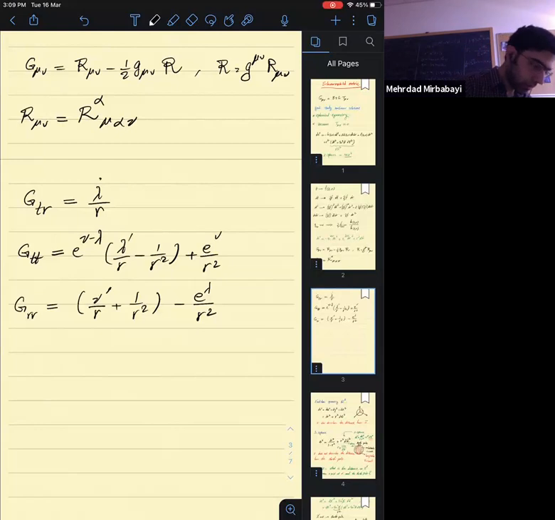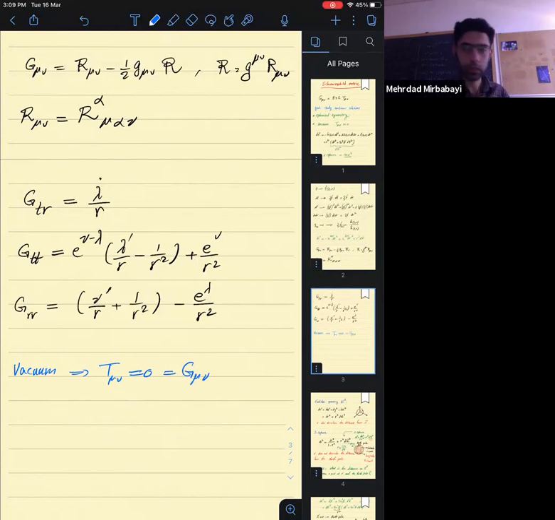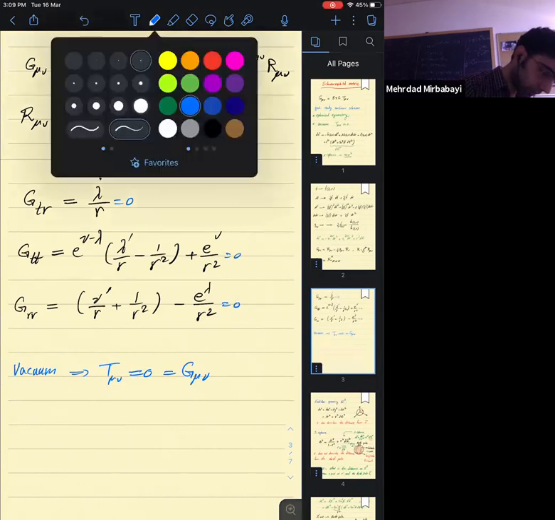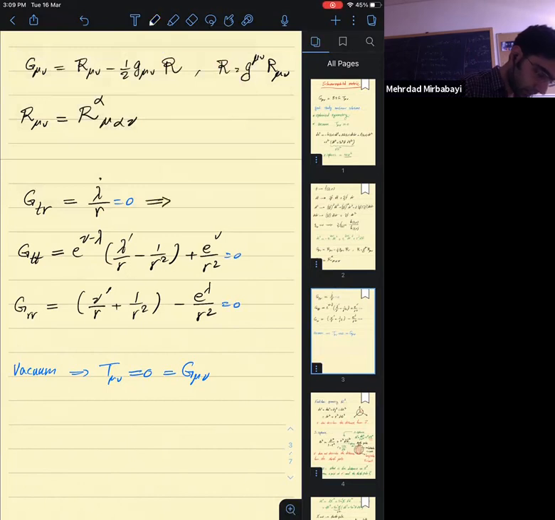So now if we are looking for a vacuum solution, vacuum means that T mu nu is equal to 0, and therefore G mu nu, the Einstein tensor, is equal to 0. So we have to set to 0 these quantities. This is equal to 0, this is 0, and this is 0, right? So now what does this equation tell me? Well, this one tells me that lambda is actually just a function of r. It doesn't depend on t.